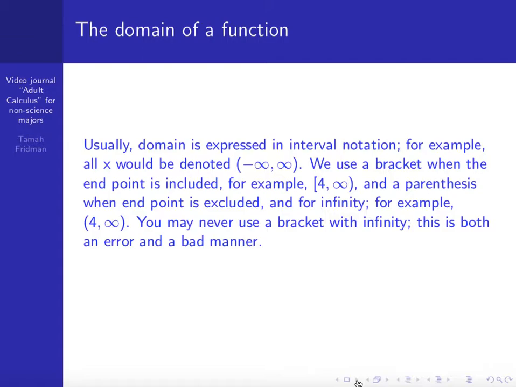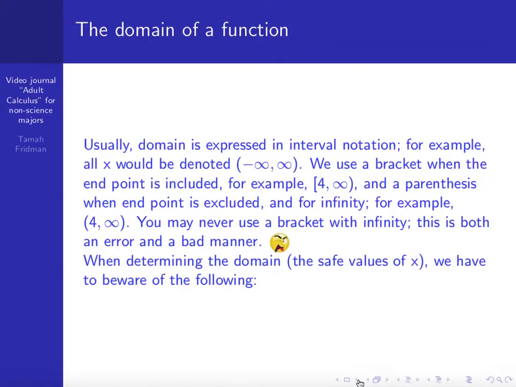Usually, domain is expressed in interval notation. For example, all x would be denoted as in parentheses from minus infinity to infinity. Bracket is used when point is included. For example, here including 4 and to the infinity, and parentheses when the point is excluded. So, for example, here excluding 4 but taking everything above it and up to infinity. Never use bracket with infinity. This is both an error and a bad manner.